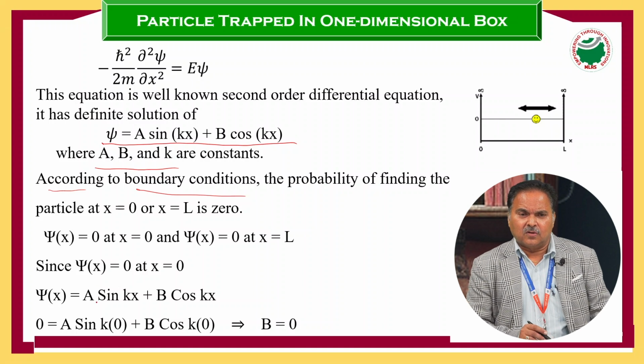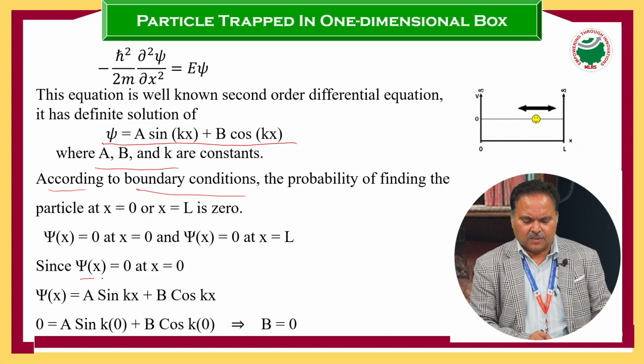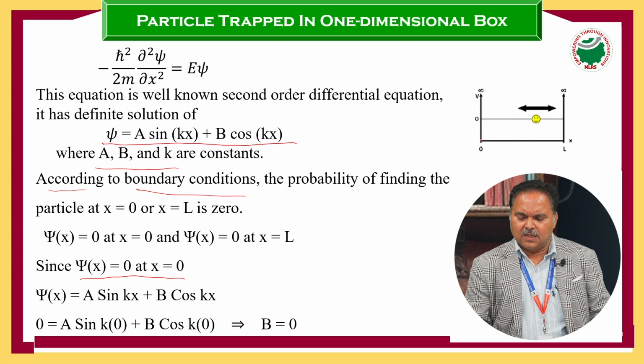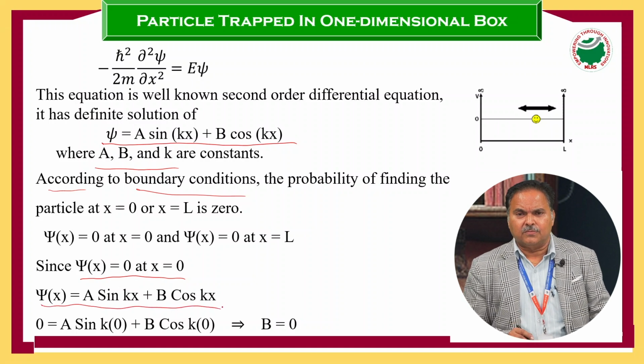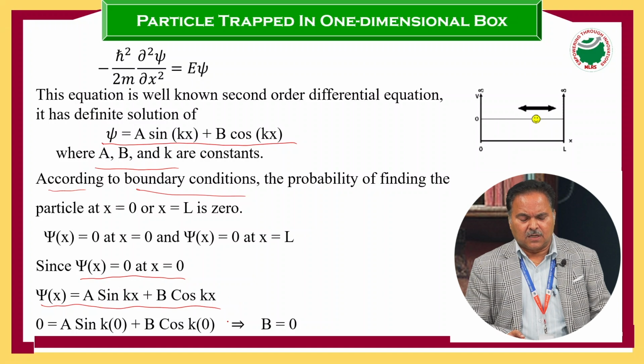Since psi is 0 at x equals 0, that means at the boundary we don't know where the particle will be. That's why the wave function becomes 0. Similarly at x equals L it is also 0. The general solution is psi(x) equals a sin kx plus b cos kx. Put x as 0, and psi is also 0.